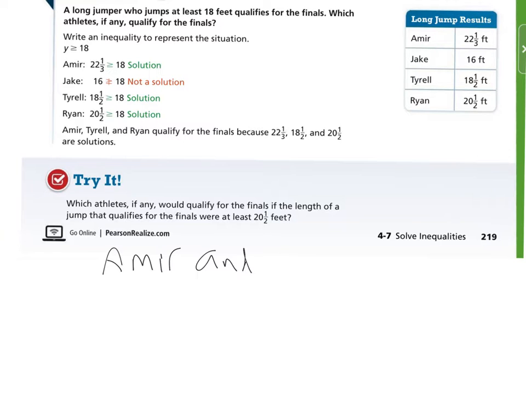I didn't know Amir could jump that far. Oh, yeah, Amir.